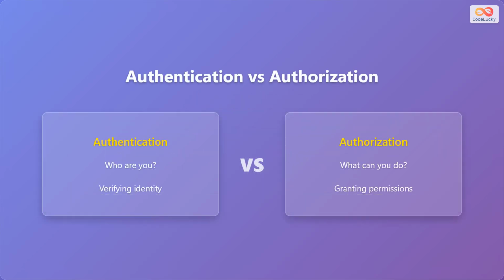Often, authentication is confused with authorization, but they are distinct concepts. Authentication is about verifying who you are, confirming your identity. On the other hand, authorization determines what you can do once you are authenticated, essentially granting permissions and access rights. Authentication comes before authorization.